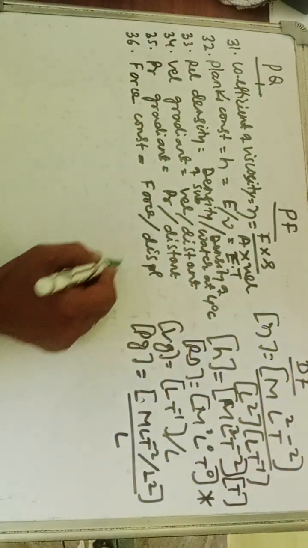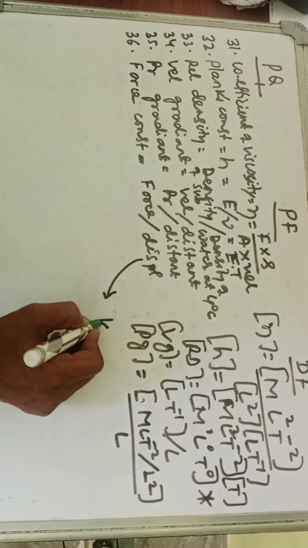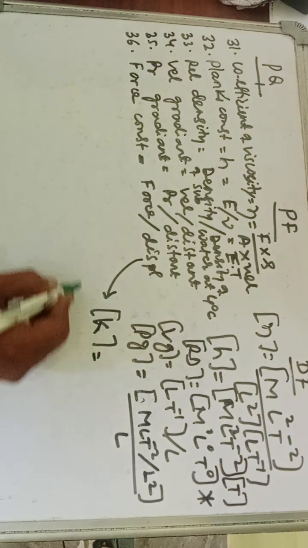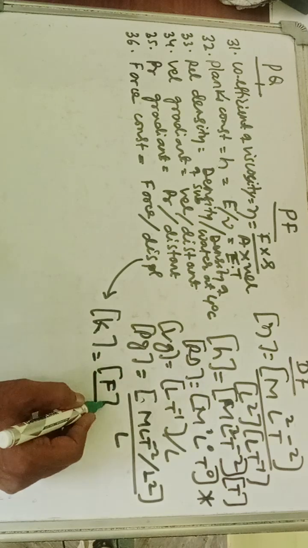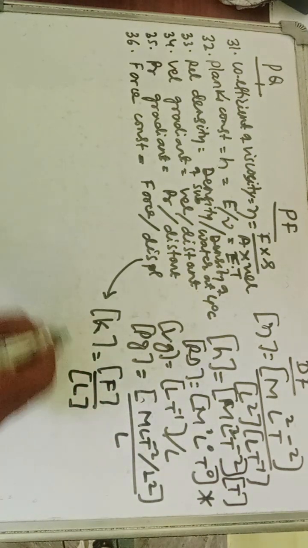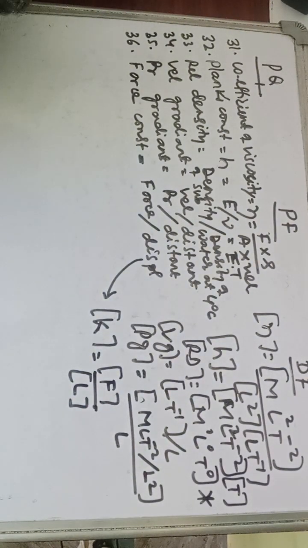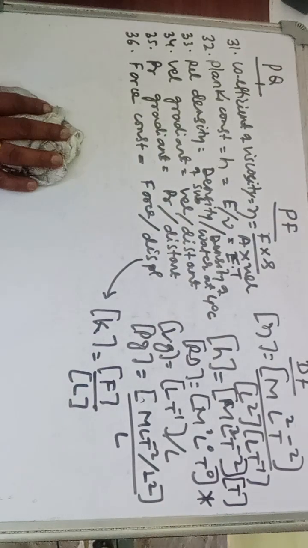For force constant, or we say spring constant, it is the dimension of force by the dimension of displacement, or distance, or length. With this, we had 36 physical quantities of mechanical nature. Now we'll have certain thermal quantities, electrical quantities and magnetic quantities.